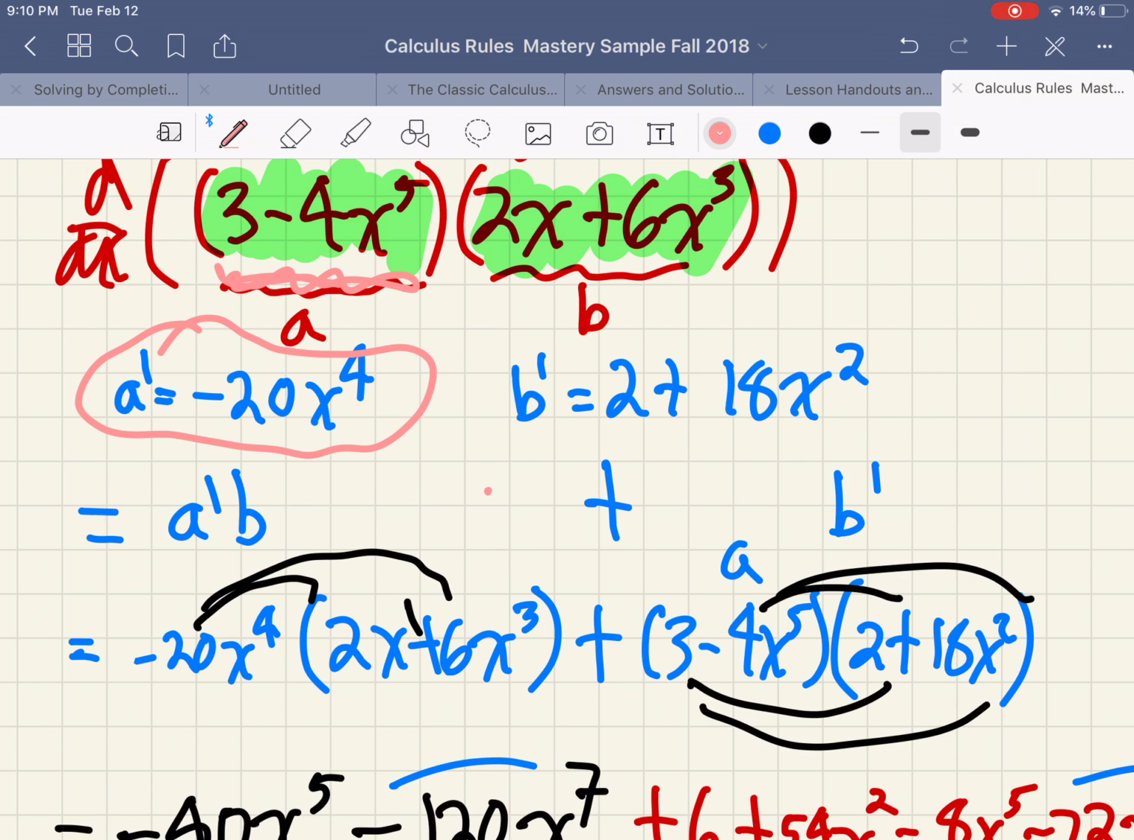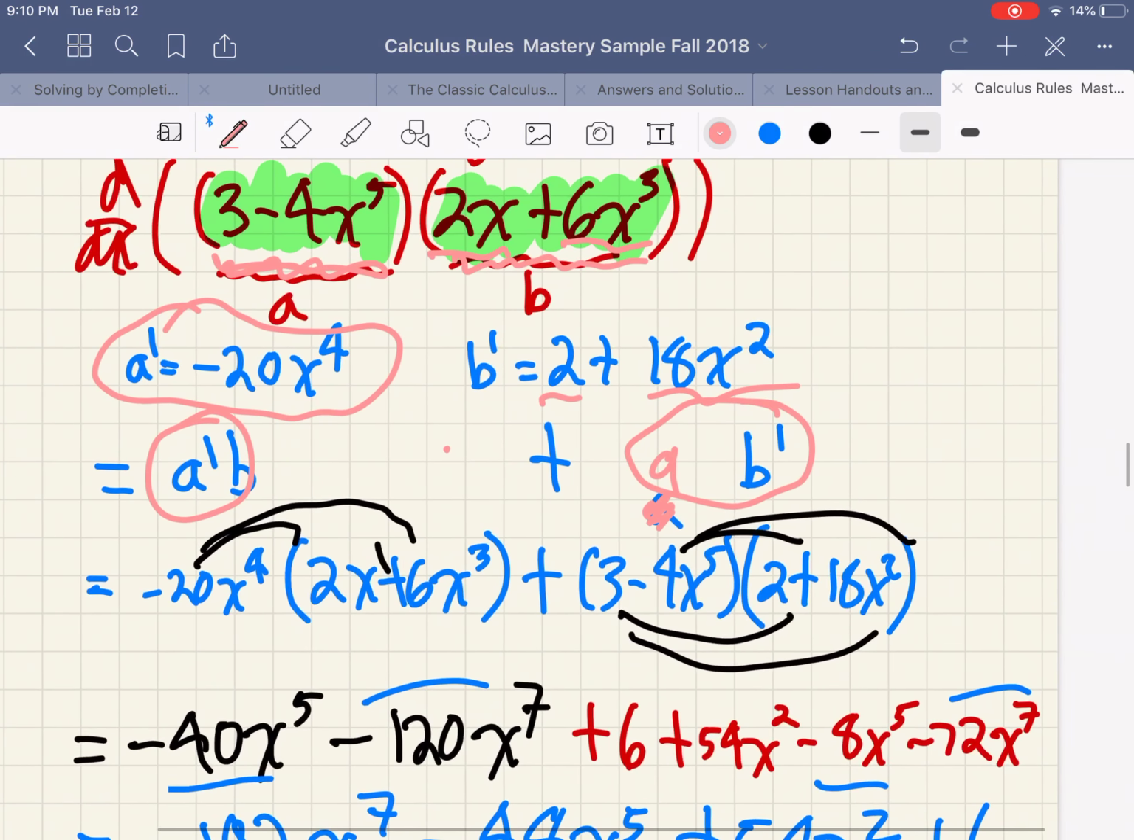So the derivative of 3 is 0. The derivative of negative 4x to the 5th would be negative 20x to the 4th. There's the b part, the second factor, and it is 2x plus 6x cubed. So the derivative of that, 2x becomes 2. 6x cubed becomes 3 times 6, 18x squared. Okay, and oops, that should say ab prime. So we have a prime b plus ab prime.